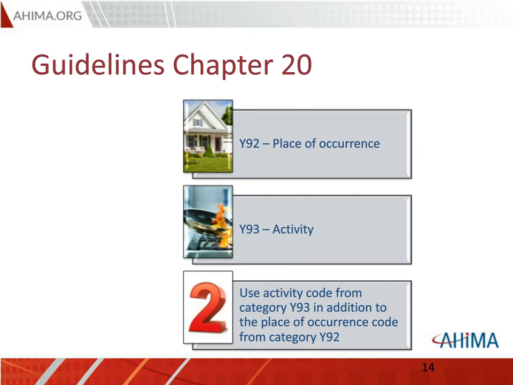Now we're going to move to the guidelines and focus on some of the guidelines in Chapter 20, specifically the Y92 for place of occurrence, the Y93 for activity, and then we'll learn how many of these are used together. Hardly any of these Y92, 93, or 99 codes stand alone. They're intended to be utilized together and then also with the main external cause code. So let's move on.